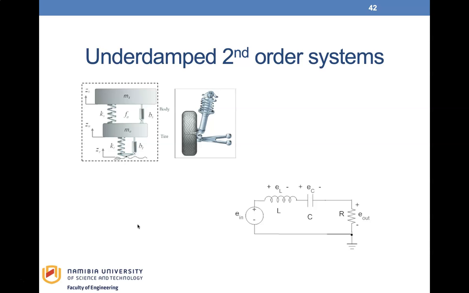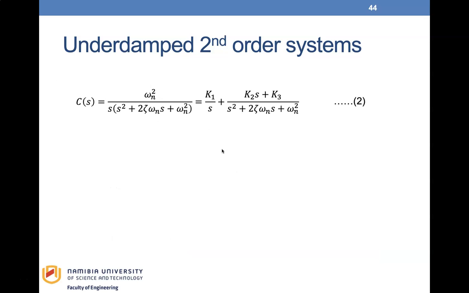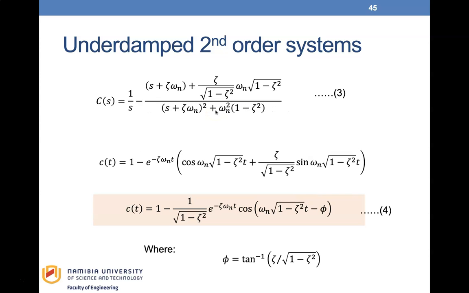We will start by finding the step response for the generic second order system shown by equation 1, and then we will find the transform form assuming that zeta is less than 1. This implies that we are dealing with a complex conjugate solution case. Performing partial fraction expansion on equation 2 for the case of complex conjugate will yield equation 3. Taking the inverse Laplace transform of equation 3 will yield equation 4, where phi is tan inverse of zeta over the square root of 1 minus zeta squared.